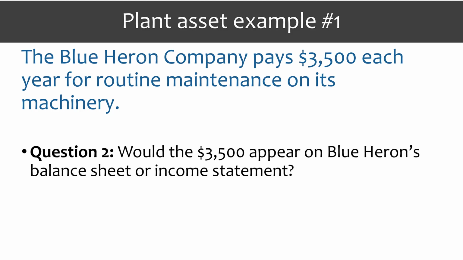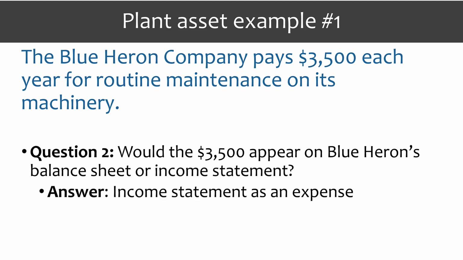The next question is, would the $3,500 appear on Blue Heron's balance sheet or income statement? The answer is that expenses appear on the income statement. Expenses never appear on the balance sheet. Expenses reduce net income.